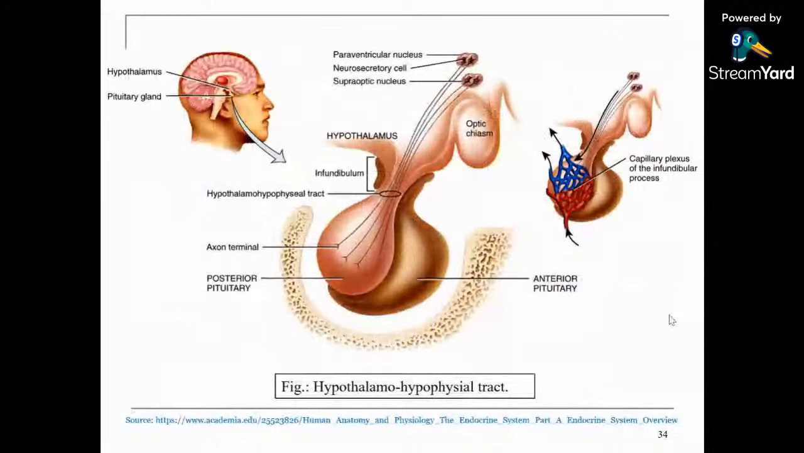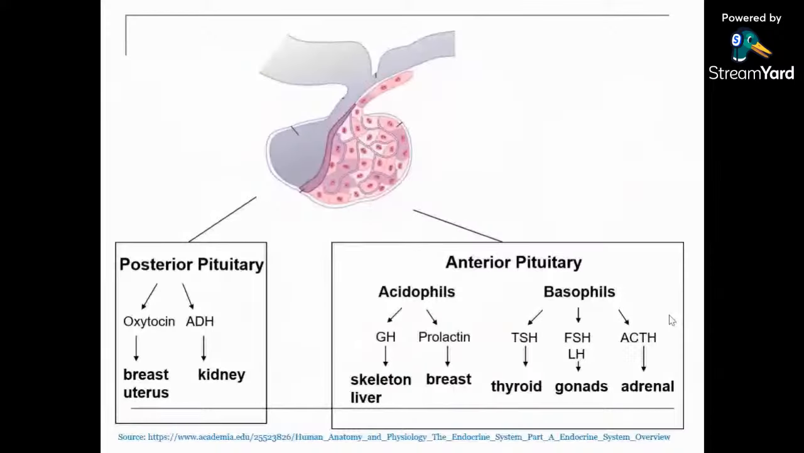This diagram shows the hypothalamic-hypophyseal tract, where the posterior pituitary is connected with the neurons. In the hypothalamus, you will find the paraventricular nucleus and the supraoptic nucleus. The hormone which is synthesized is stored in the axon terminal. When the neuron fires, the axon terminal releases the hormones. From the posterior pituitary, mainly oxytocin and ADH are secreted, and from the anterior pituitary, growth hormone, prolactin, thyroid stimulating hormone, follicle stimulating hormone, luteinizing hormone, and adrenocorticotropic hormone.